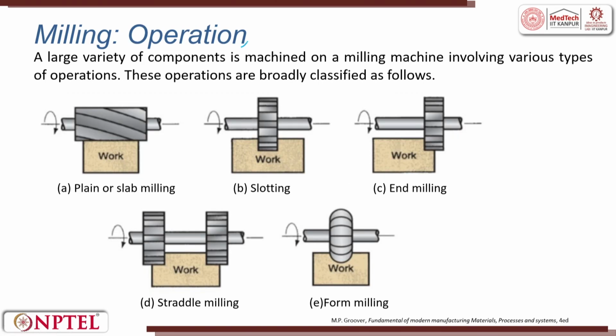Generally the milling operations are as follows. This is plain or slab milling, which I told you with respect to slab milling cutters. Then you can do slotting operation, you can do end milling operation, you can have straddle milling on both sides simultaneously, you can also do form milling. These are all done with respect to the horizontal axis, you can also do it with respect to the vertical axis.